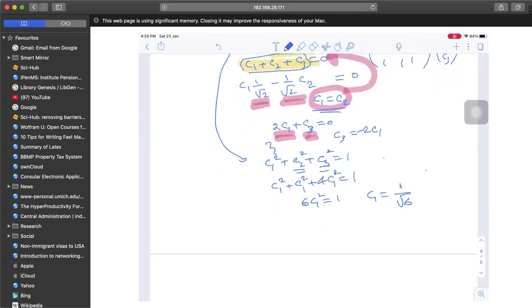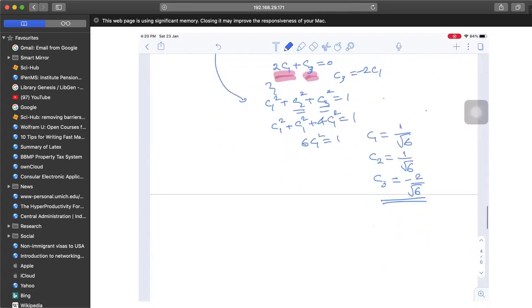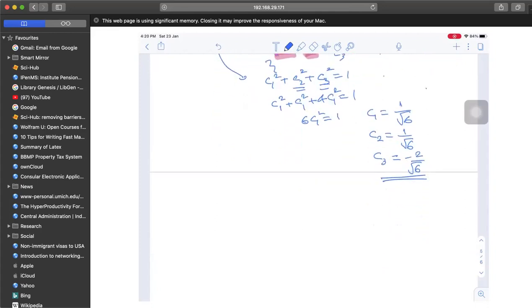C2 will be same, because C1 is equal to C2, so C2 must be 1 by root 6. And what about C3? Minus 2 by root 6. So these are the 3 coefficients. So therefore, we have found the expressions for the molecular orbitals. Even though the assignment does not ask you to give the shapes of these orbitals, let me just draw them.